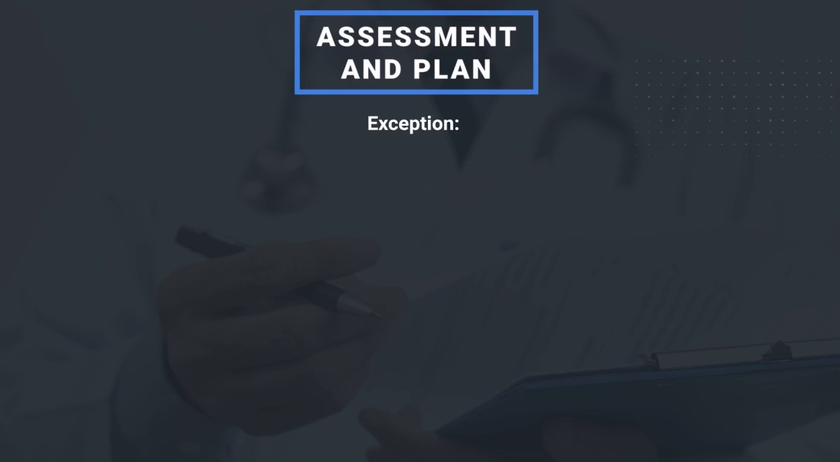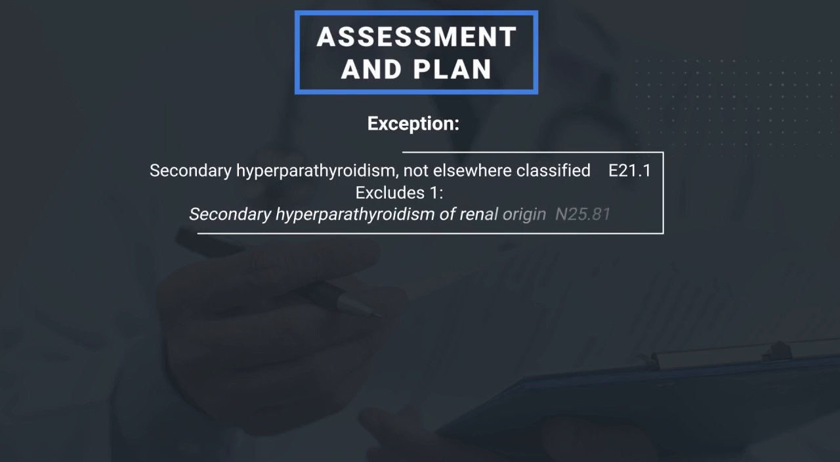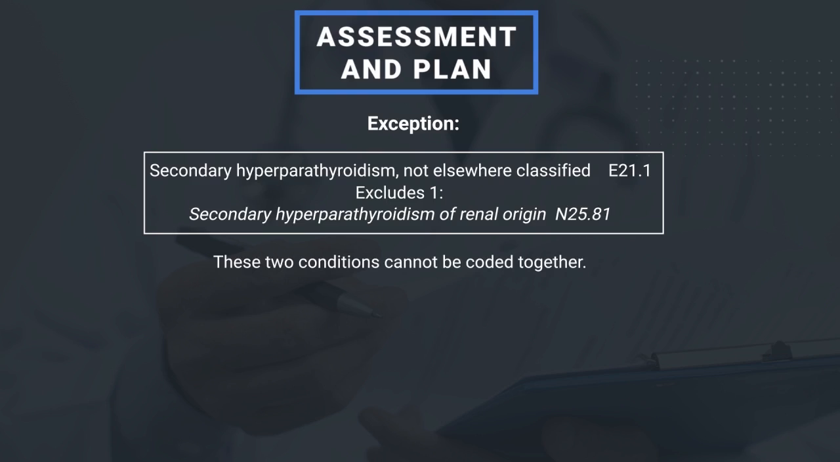Exception: there are a few exceptions which one should keep in mind. Secondary hyperparathyroidism, not elsewhere classified with the code E21.1 has an excludes one note indicating secondary hyperparathyroidism of renal origin which is coded as N25.81. These two conditions cannot be coded together.